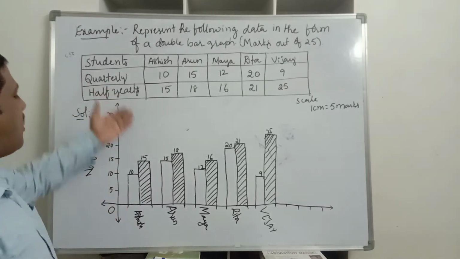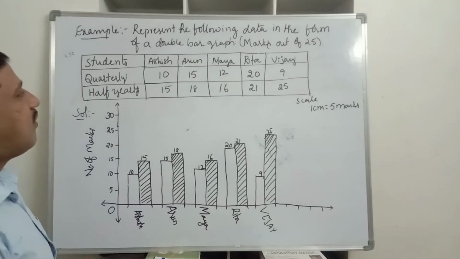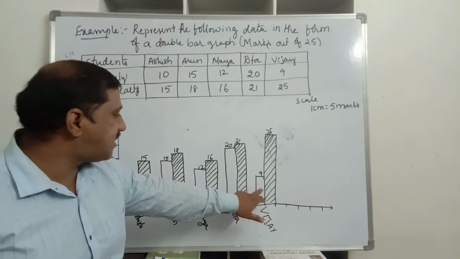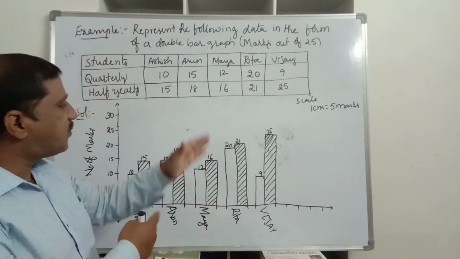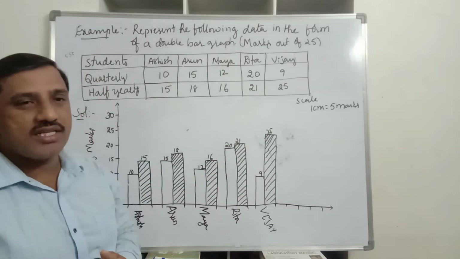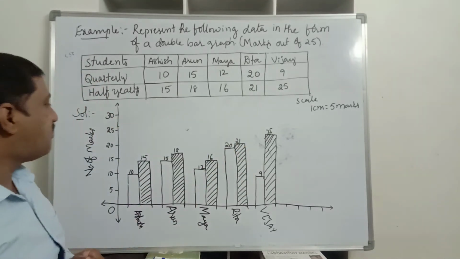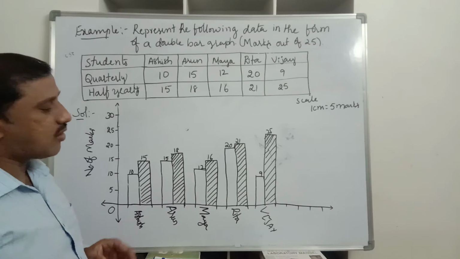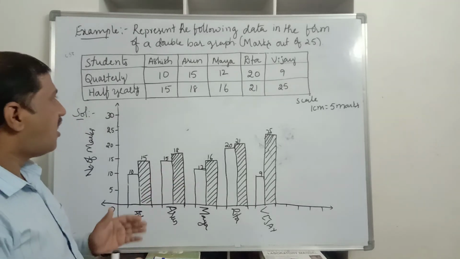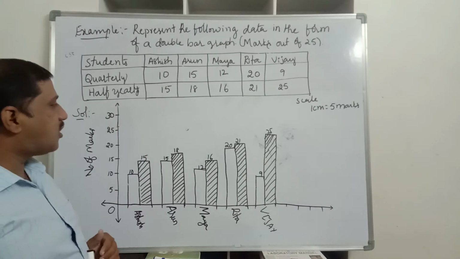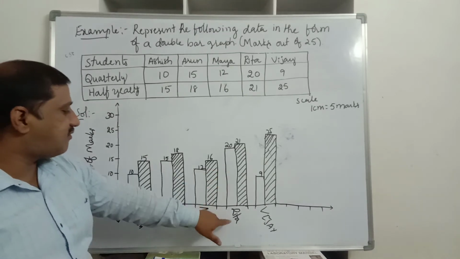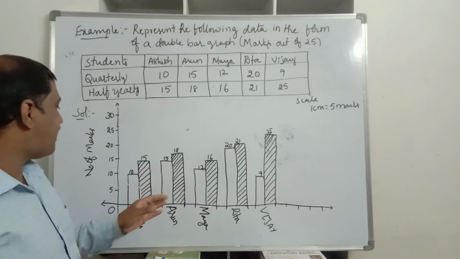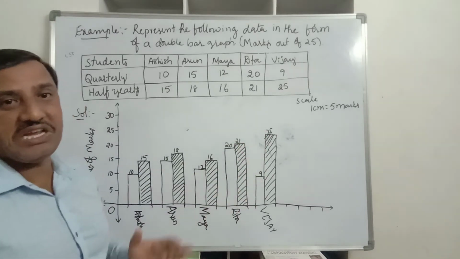Many questions can be asked on this double bar graph. In which student do you find a lot of improvement? See here these bars. This is the quarterly and this is the half yearly. A huge improvement is there in Vijay. So in Vijay we found a lot of improvement. Now, if you see Rita, she scored 20 and 21 marks in half yearly examinations. In which student do you find less improvement? It is Rita, only 1 mark of improvement. Whereas Maya has 4 marks, here 3 marks, and here 5 marks, but here 16 marks improvement is there.